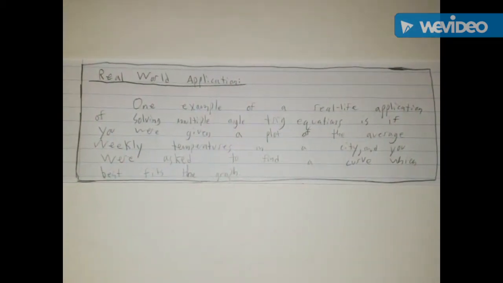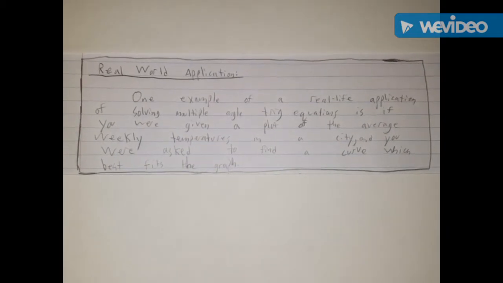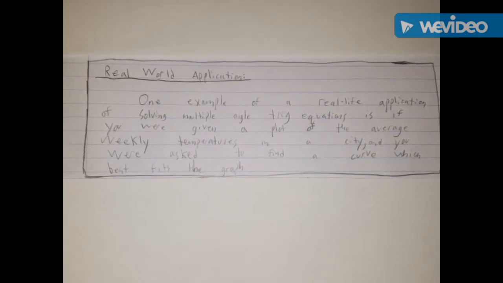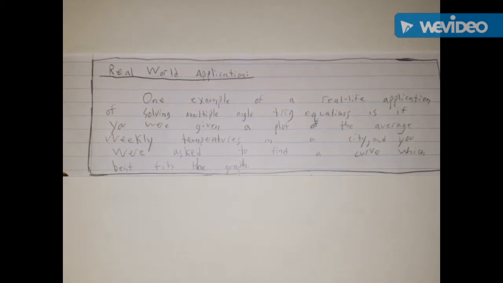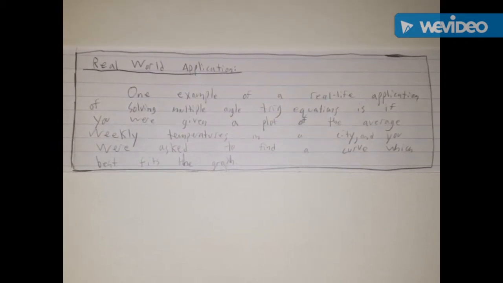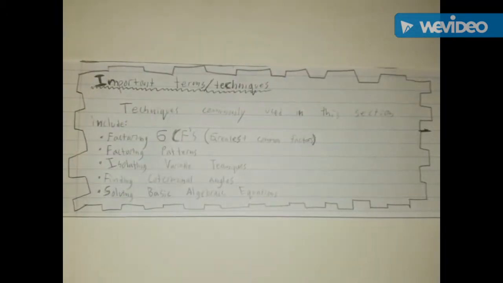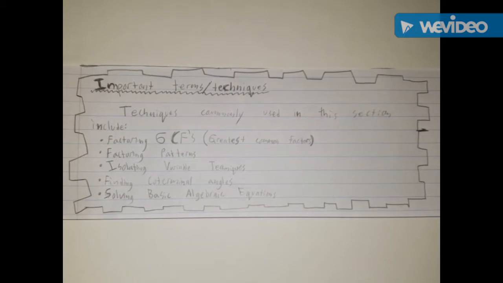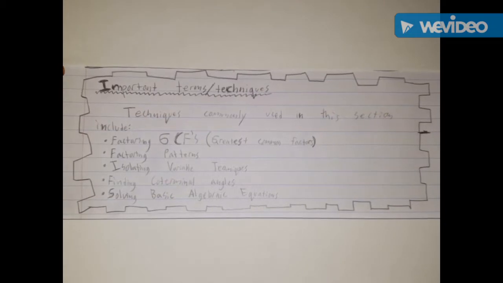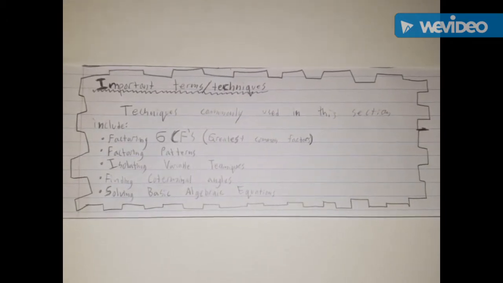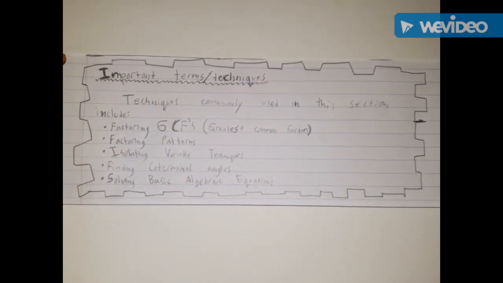One example of a real-life application of solving multiple angle trigonometric equations is if you were given a plot of the average weekly temperatures of a city and you were asked to find a curve which best fits that graph. Some important terms and techniques commonly used in this section include factoring GCFs, also known as greatest common factors, factoring patterns, isolating variable techniques, finding coterminal angles, and solving basic algebraic equations.